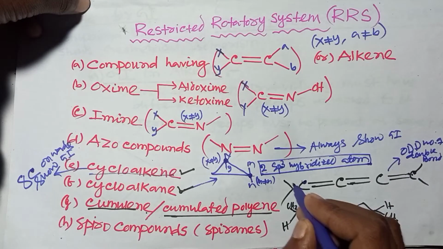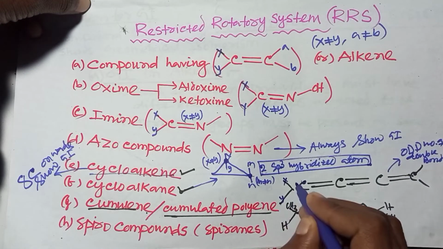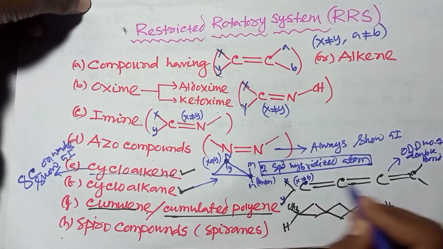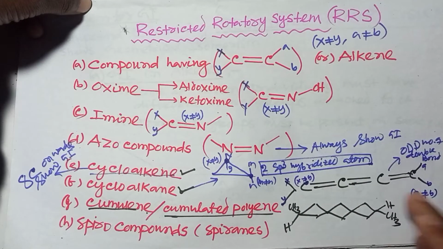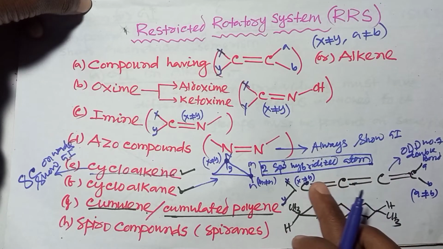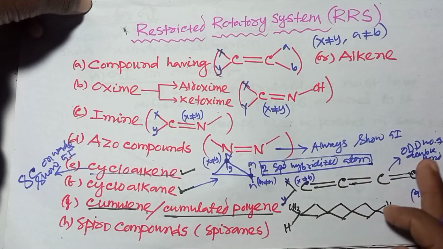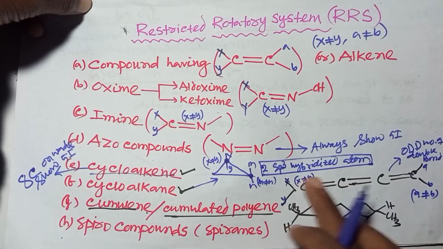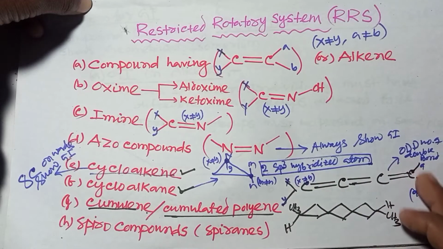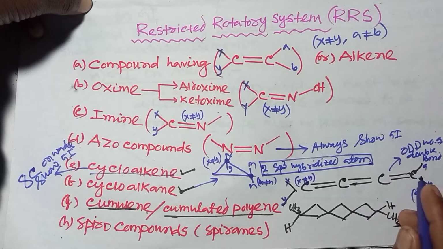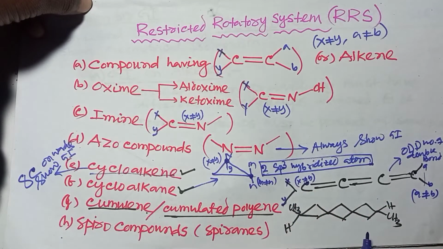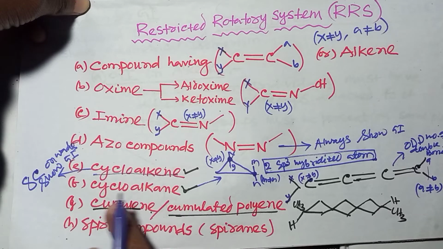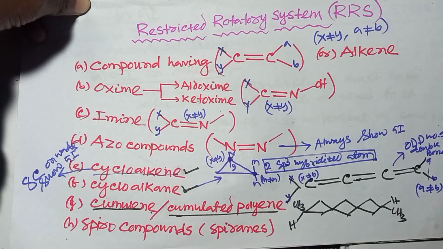to different groups. Let's say this is x and this is y, then x should not be equal to y, and let's say it's a and b, and a should not be equal to b. The number of double bonds should be odd and these two terminal carbons should be connected to different groups. This carbon should be connected to a different group and this carbon should be connected to a different group. In that case, a cumulene or cumulated polyene shows geometrical isomerism.